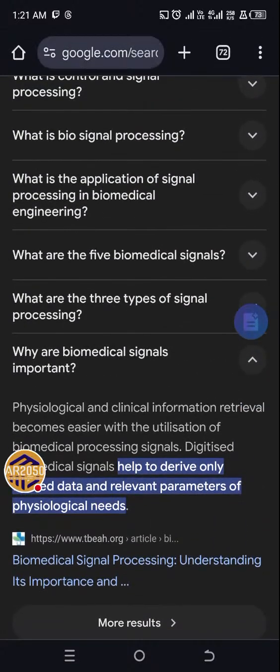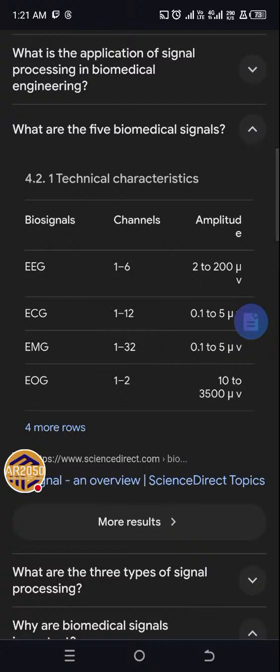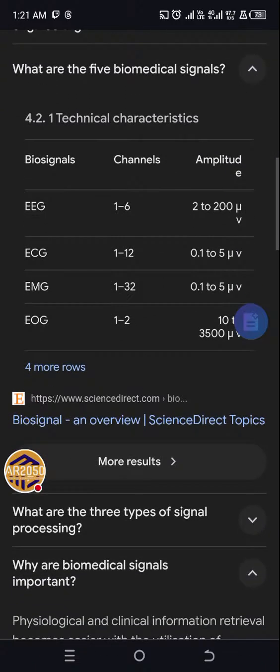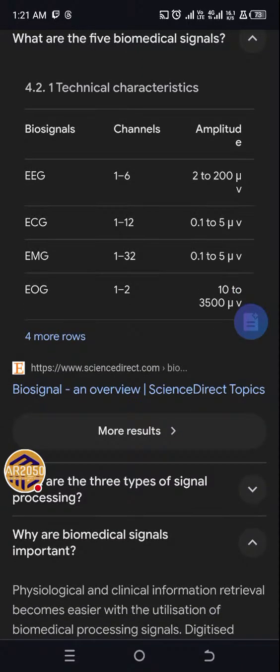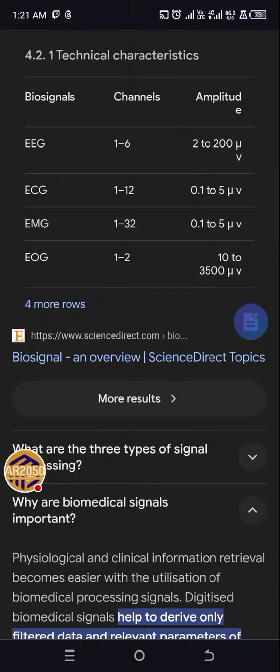What are the five biomedical signals? Well, ECG, the amplitude is 2 to 200 microvolts. EEG and ECG is 5 microvolts, 0.125 microvolts. EMG is dependent on the muscles, and it is 0.125 microvolts as well, similar to the ECG. And then we have EOG, which is 10 to 3500 microvolts.